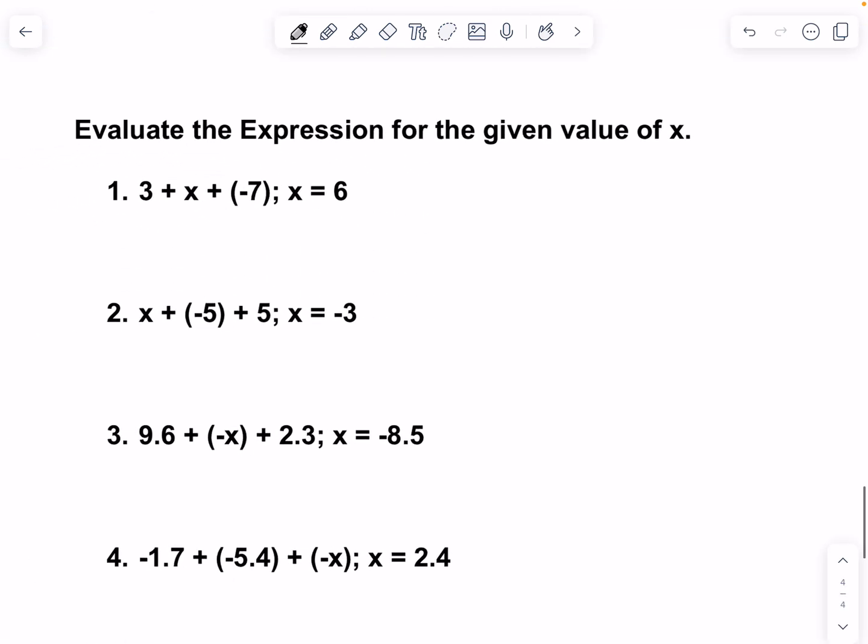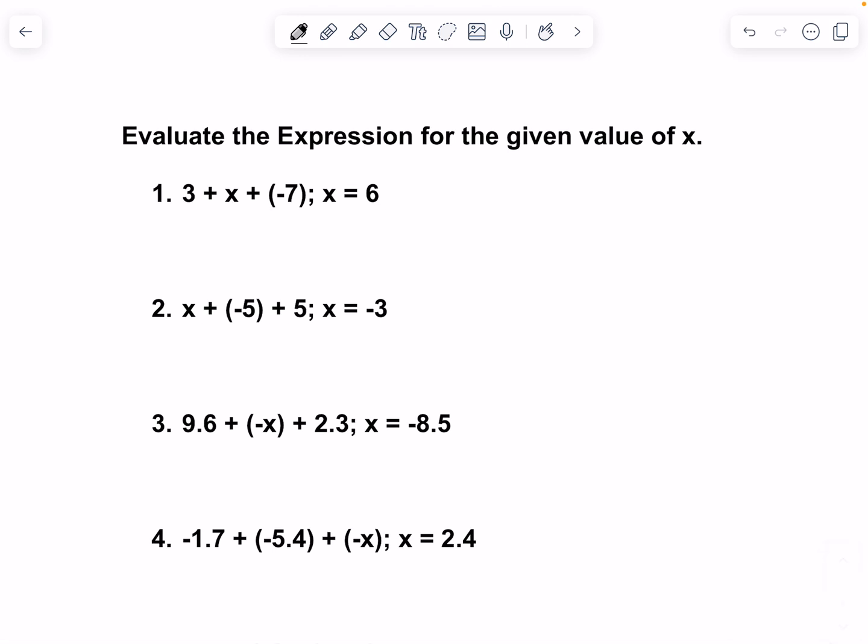And then here, we'll be doing evaluating expressions. So we will just plug it in. So this means x is equal to 6. So it'll be 3 plus x plus negative 7. And then we can simplify a plus and then a minus sign to a subtraction symbol. So it will be 3 plus 6 minus 7. 3 plus 6 is 9. 9 minus 7 is 2. So that would be our first one.